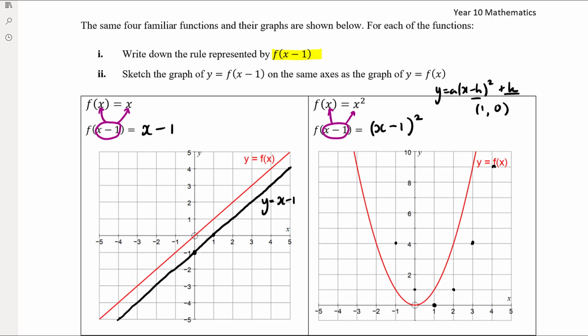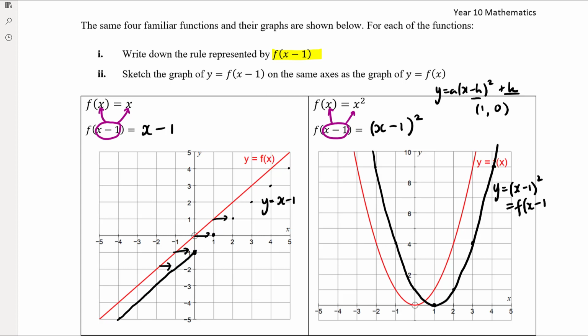So we move each point to the right by 1, and we get our graph of y equals x minus 1 all squared, which is f of x minus 1. So the graph has actually gone to the right by 1. And actually, if we think about the linear graph, it's also true that this graph, while it looks like it's gone down by 1, which it has, it's also gone to the right by 1. They are the same transformation for this particular graph type.